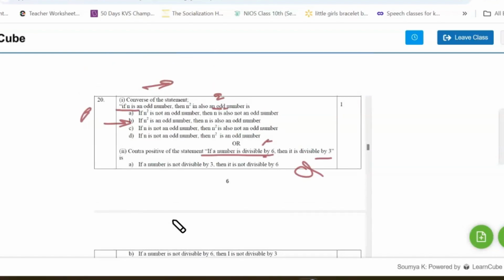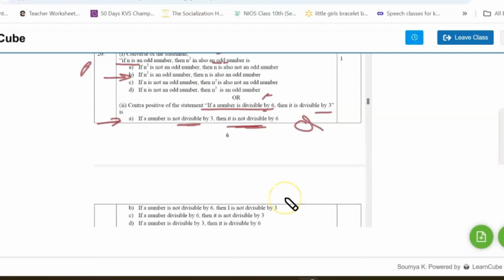And if you see the matching option, it would be not divisible by 3, then it is not divisible by 6. So this option is matching. That is the solution. If you see other options, they won't match. These two definitely will not match, and not is not given here. So that's why it is also not matching. So A is the correct answer. So hope you understood how to do these two questions for 1 mark again.